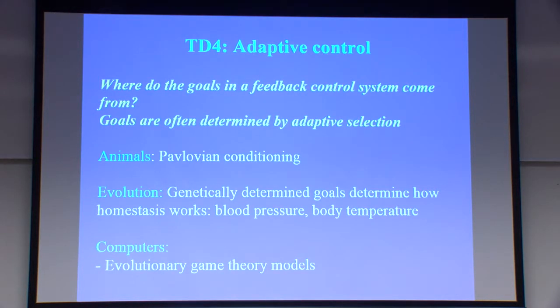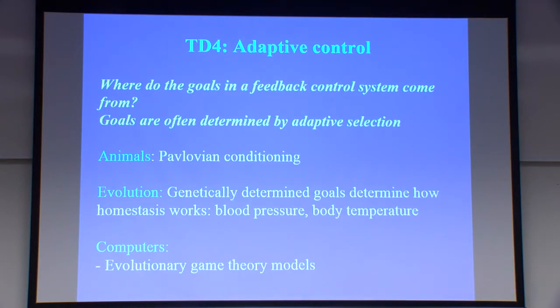Okay, now the next one is adaptive control. So the question here is, when you have a feedback control system, you had a set of goals. Where did the goals come from? For instance, blood pressure. Where did our body get the blood pressure or the temperature, which we've got all of these systems control? And the answer is that came by adaptive selection.